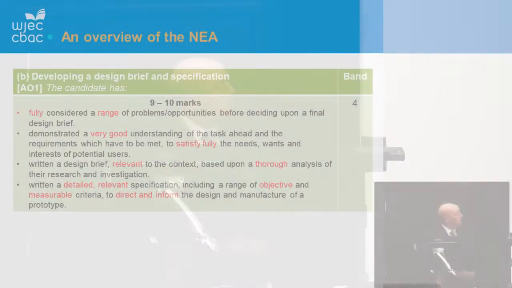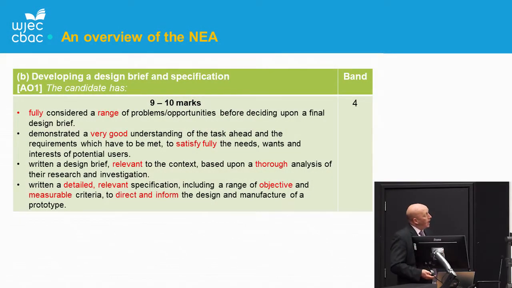That's not the idea. So for 9 to 10, a full range of problems are considered, good understanding of the task, a relevant final brief, and a detailed spec with measurable criteria to direct and inform designing and making. Okay, 9 to 10. There'll be examples up on the GCSE section today that would be worth 9 to 10 for this. So we're not asking for anything different than what we do now. So there's not much of a change with that one.